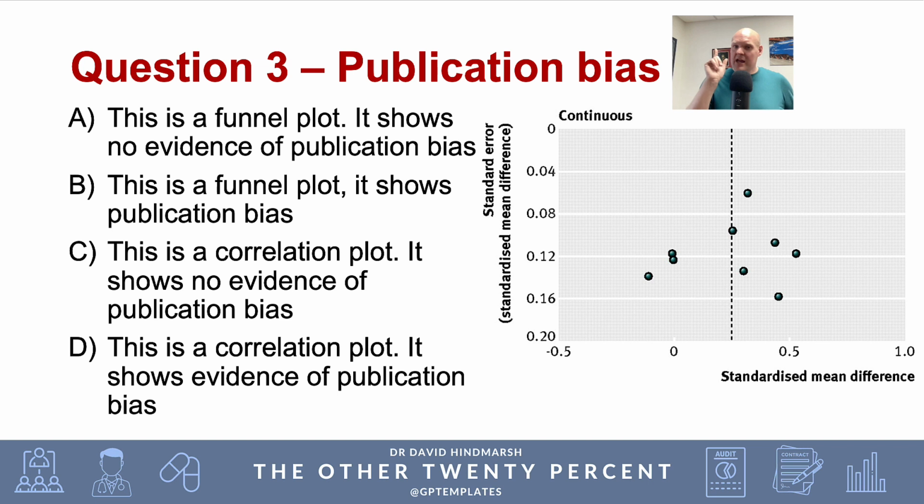So really here it's asking you 2 questions. 1, what is it? And 2, is it showing any bias? Okay, so pause the video to suss out. So hopefully you got that this is a funnel plot, and as it's symmetrical and looks vaguely like a triangle, there is no evidence of publication bias, so it's the top answer.